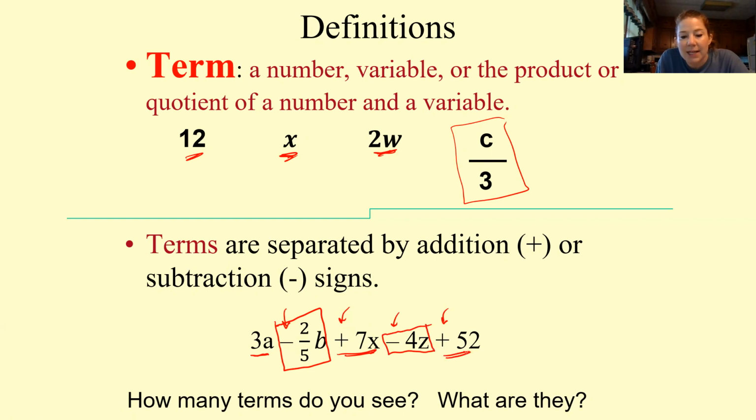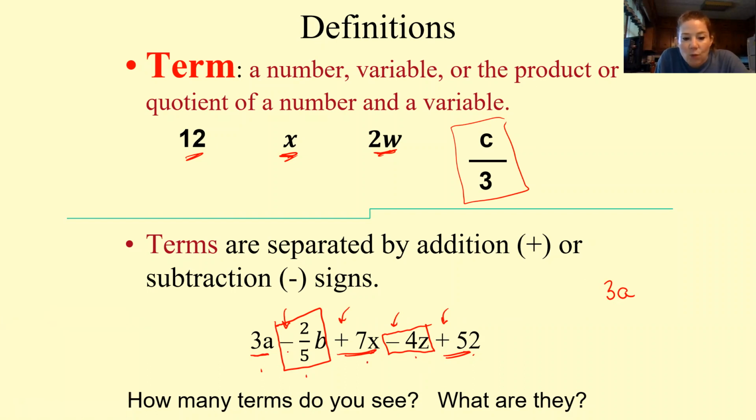And this is a term because a minus sign or a plus sign separates them. So we have 1, 2, 3, 4, 5 terms. And what are they? The first term is positive 3a. You don't have to write a positive sign. You don't have to write the plus if it's positive. But if you have a negative term, you must write the negative sign.